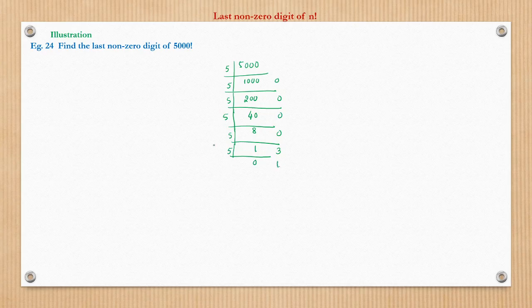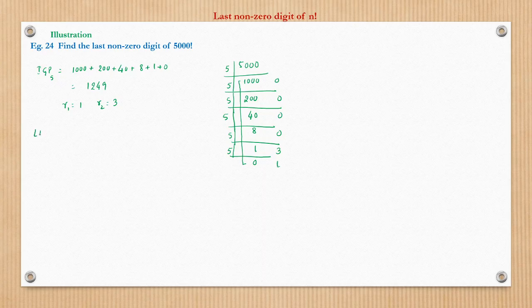So what is the IGP of 5? IGP of 5 is nothing but this, right? IGP of 5 is 1000 plus 200 plus 40 plus 8 plus 1 plus 0. So this is nothing but 1249, right? 1249. And what is R1? R1 is 1 and R2 is 3. Rest of the R's are 0.